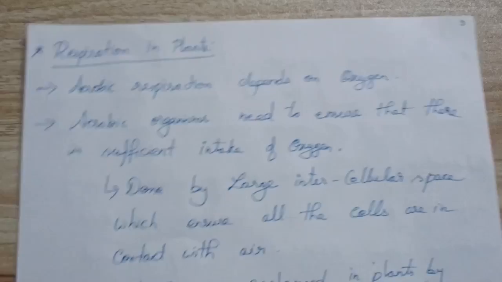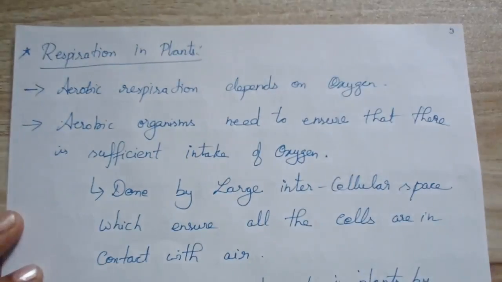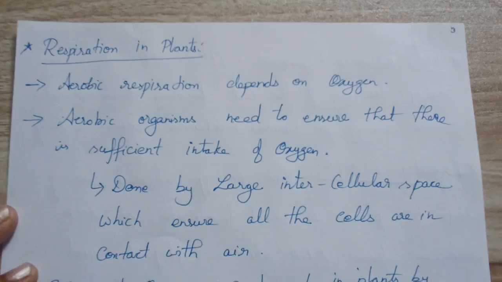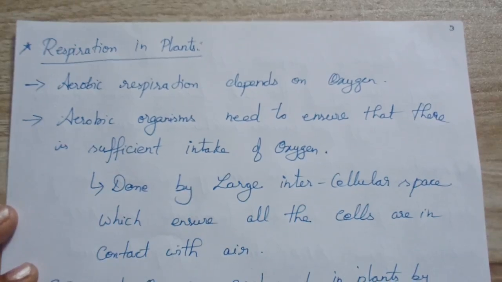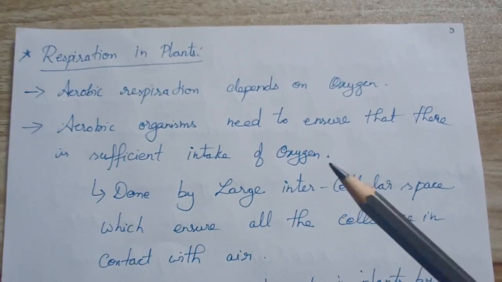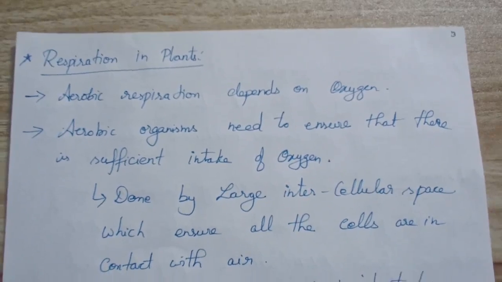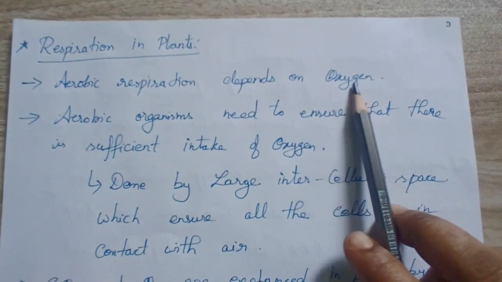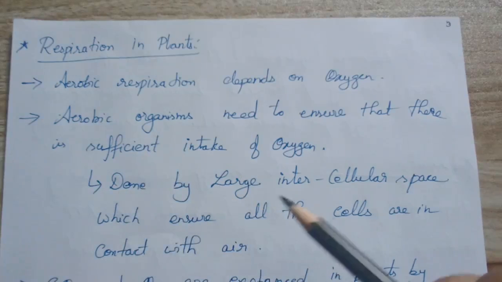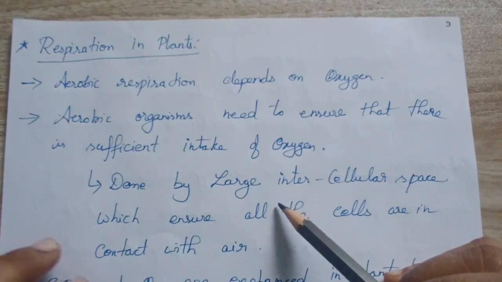Now we'll move to respiration in plants. You know that plants are involved in aerobic respiration. Aerobic respiration depends upon oxygen, right? So since it depends upon oxygen, the aerobic organism should ensure that sufficient oxygen is taken in.